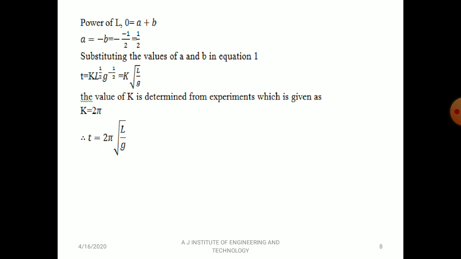The value of k is obtained from experiments, which is given as k equal to 2 pi. Otherwise we can keep the constant as it is, k. So we know the value of k from experiments as 2 pi. So we can substitute 2 pi in place of k, and we can get the expression for time period as t equal to 2 pi into square root of L by g. So that is the expression for time period.